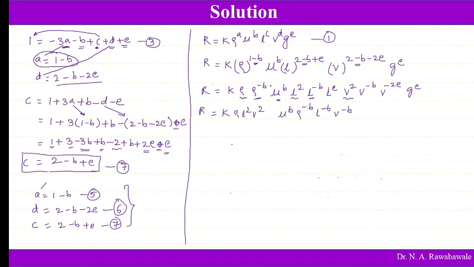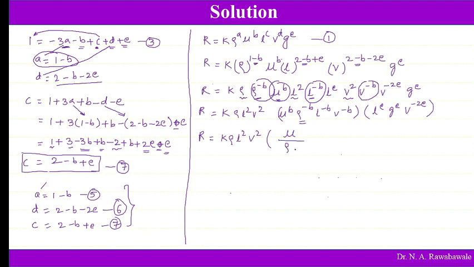So the terms containing rho to the power of minus b, mu to the power of b, l to the power of minus b, and v to the power of minus b we are going to collect in one bracket, whereas in the other bracket we will collect the powers with e. So l to the power of e, g to the power of e, and v to the power of minus 2e. So now we can write this as R is equal to k rho L square V square, and in the bracket mu divided by rho, L and V to the power of b.